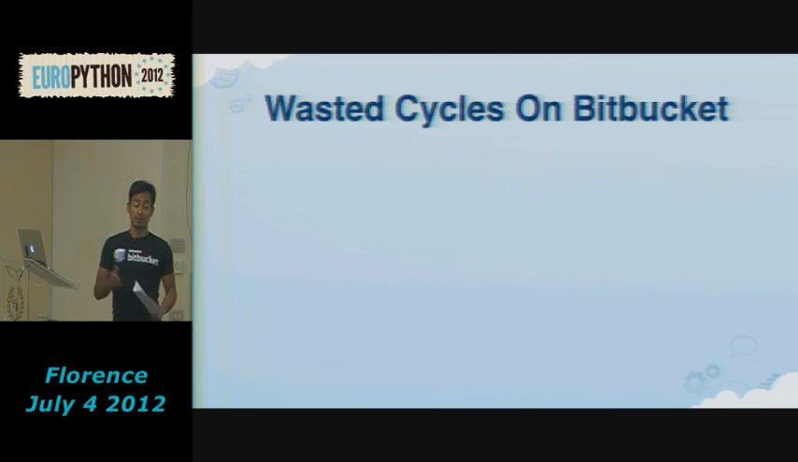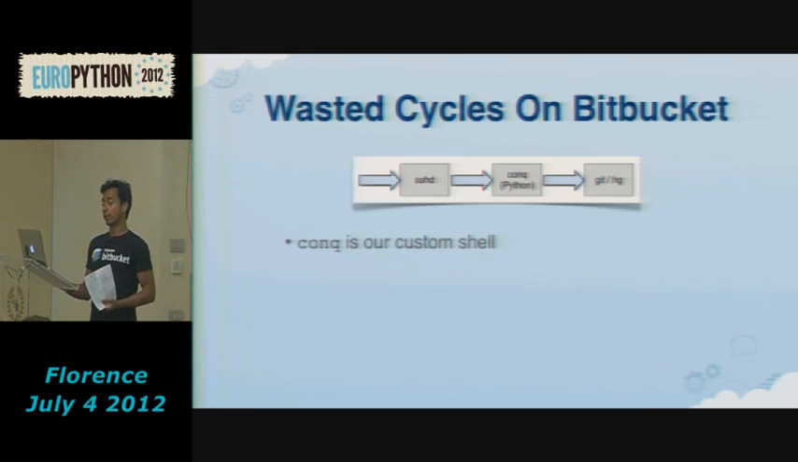So that area that we were wasting all that CPU cycles on is one particular program, a Python script called conch, which is part of our SSH infrastructure. Now, when you use SSH to communicate with a repository on Bitbucket, for example, to clone a repository, pull from it, or push to it, your SSH connection comes into our SSH daemon. Now, that's just a regular, standard SSH daemon.